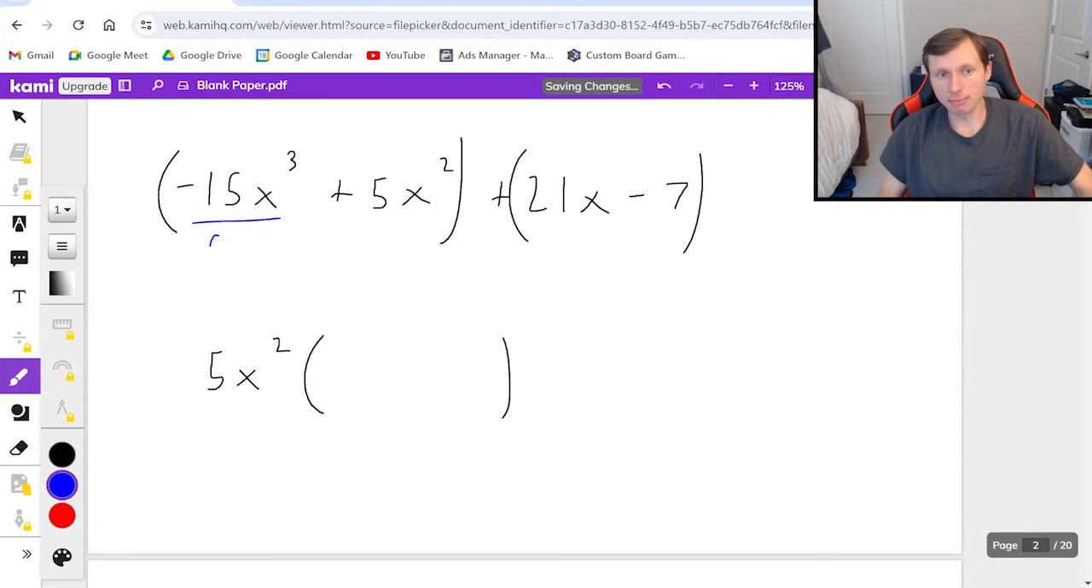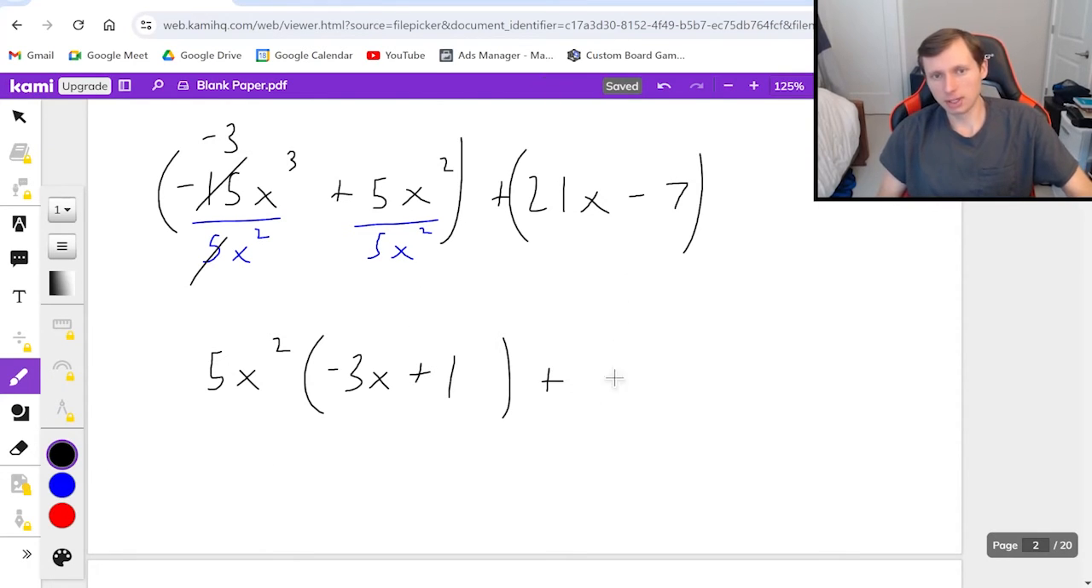So then when I divide both of these by 5x squared, for the first one, that's going to be 15 over 5 reduces to negative 3, and x cubed over x squared reduces to just x. So it's negative 3x, and then that's going to be plus 1 because the 5x squared cancels with the 5x squared. Then for the second one, plus, it looks like they both have a 7 in common, so I can pull out the 7. And then dividing both of these by 7, I'm going to get 3x minus 1.